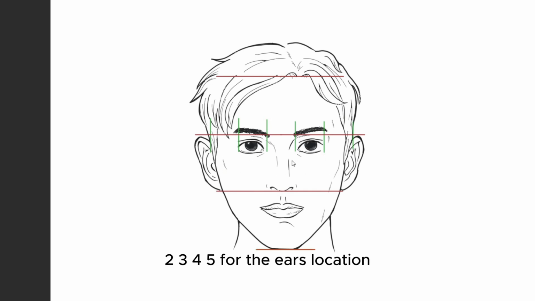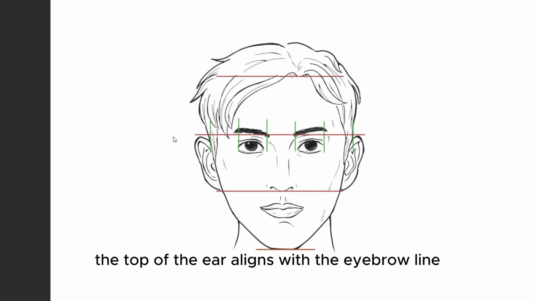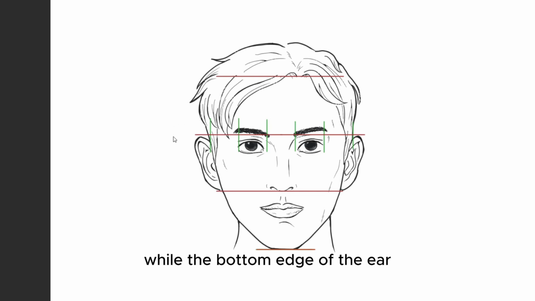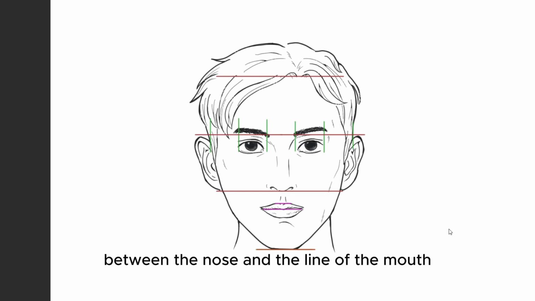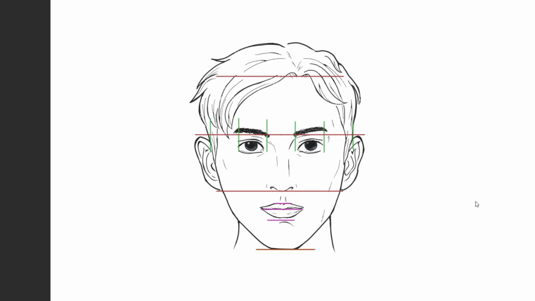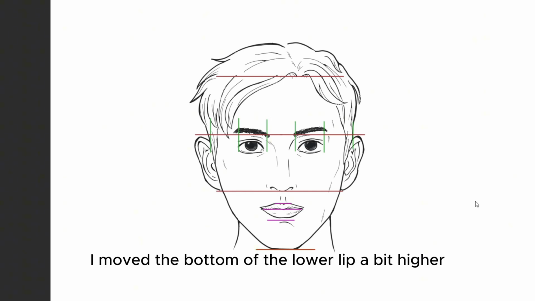For the ear's location, the top of the ear aligns with the eyebrow line, while the bottom edge of the ear is in line with the base of the nose. Now, let's talk about 1/3 rules. The mouth is located at 1/3 of the distance between the nose and the chin, and the upper lip is at 1/3 of the distance between the nose and the line of the mouth. The lower lip is at about 1/3 of the distance between the line of the mouth and the bottom of the chin. For this man, you can see I moved the bottom of the lower lip a bit higher.